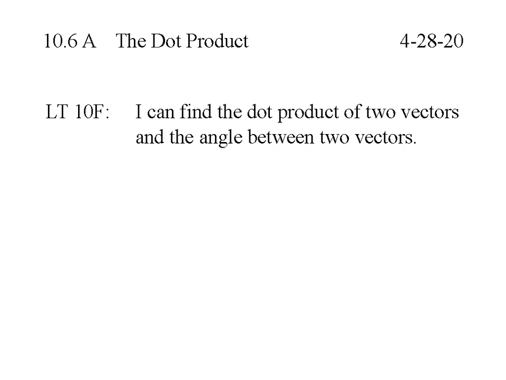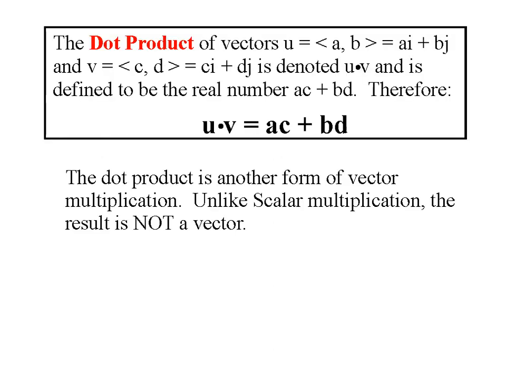Hello everybody, today we're going to look at something called the dot product. It's another operation that we can perform on vectors and how that relates to the angle between vectors. All right, so the dot product is described here.